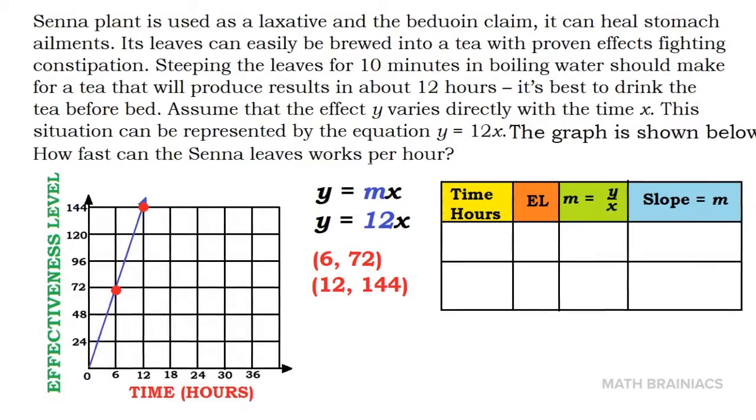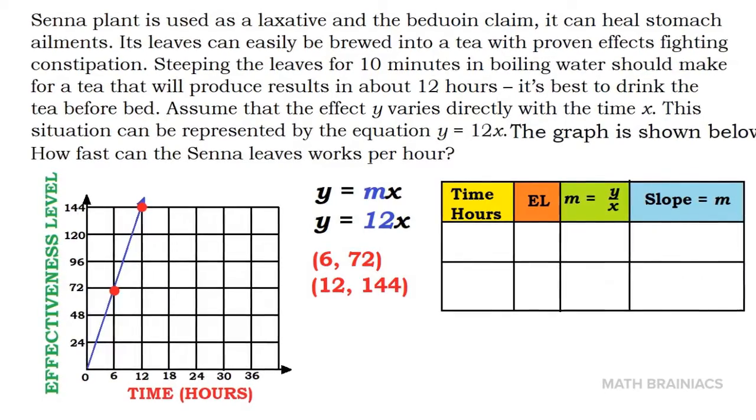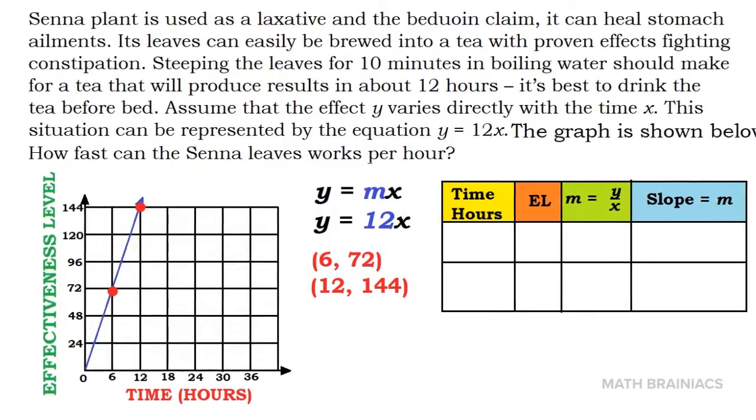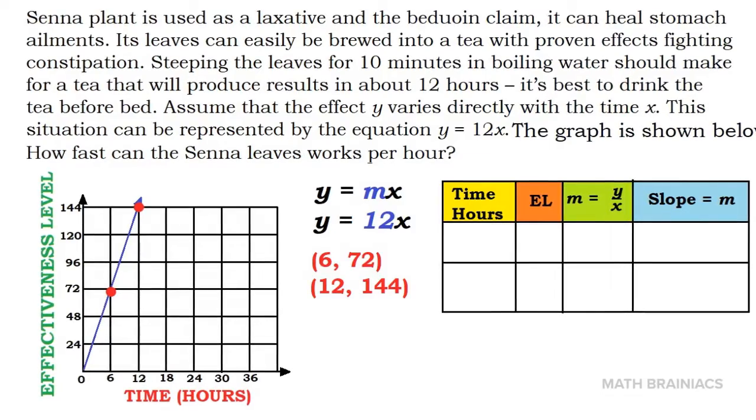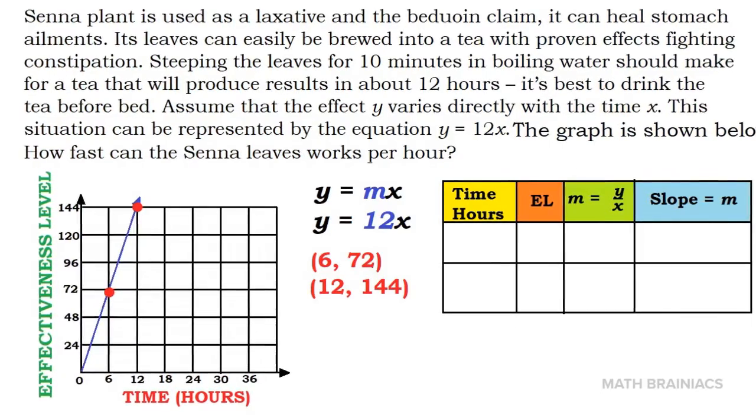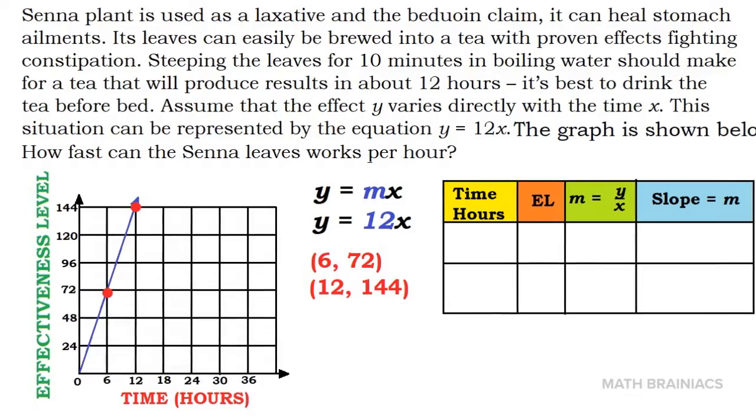Let us draw a table so that I can lead you through the steps. The first column is for the time, the second column is for the effectiveness level, the third column is for the equation, and the fourth column will be for the slope.